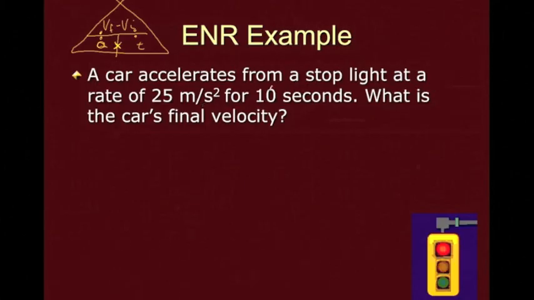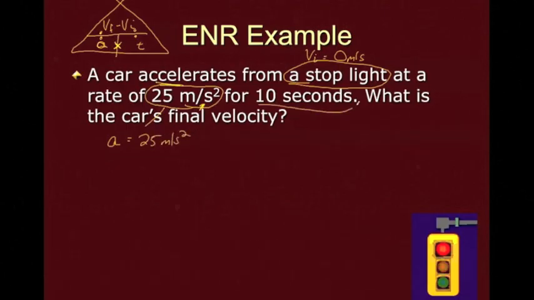It says a car accelerates from a stoplight, which means its initial velocity is 0 meters per second, at a rate of 25 meters per second squared. This is a little bit different. Meters per second squared, it's telling you it's accelerating, so it's giving you acceleration. So the acceleration equals 25 meters per second squared. And it gives you the time. If the time equals 10 seconds, okay, what is the car's final velocity?